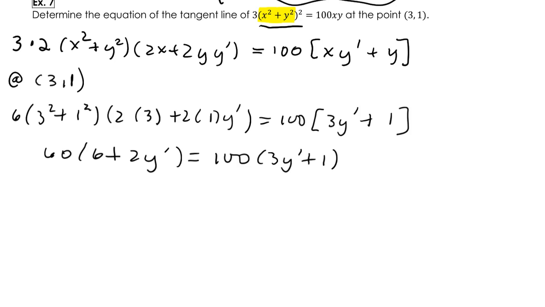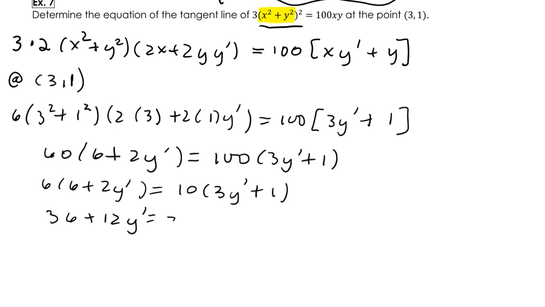We could divide both sides by 10 if we wanted, just because you can see the scalar out in front. Both have 10s. Let's do that. So we're going to have 6 times (6 plus 2y prime) equals 10 times (3y prime plus 1). So now I'm going to have 36 plus 12y prime equals 30y prime plus 10. Throw all the y primes on one side. So if you can see, it would be this and this. And then put your constants or your non-y primes. They don't have to be constants on the other side.